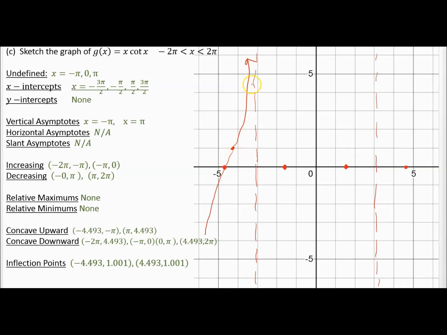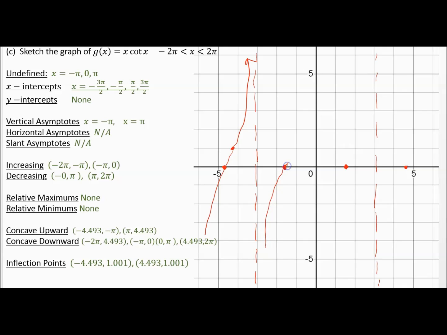And it approaches positive infinity to the left of negative pi. Now that's weird. So this is going down, but this is not a vertical asymptote, so it kind of just falls off the graph. Now, let's see what's happening in between here. I know I have intercepts right here. What about increasing, decreasing? We're increasing from negative pi to 0. So I'm going up from negative pi to 0.